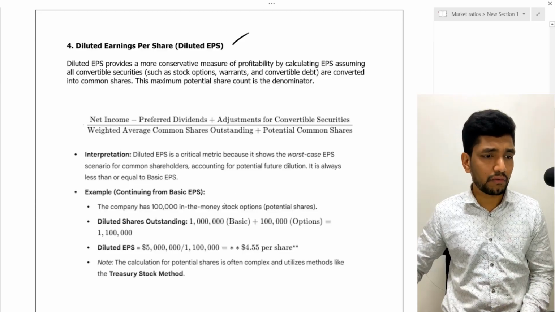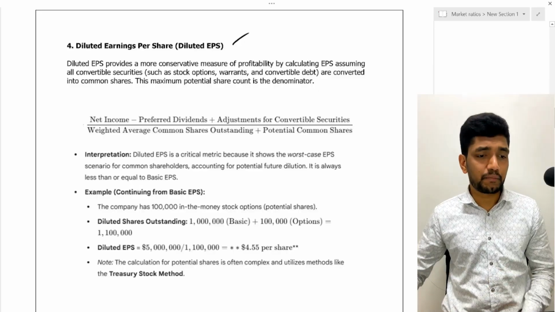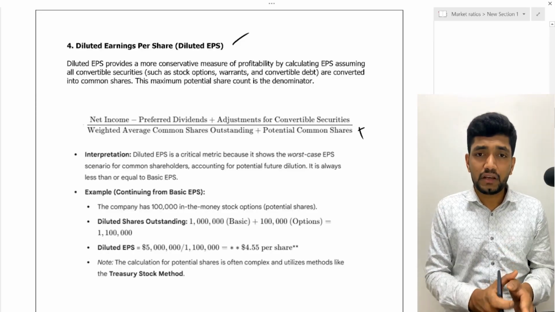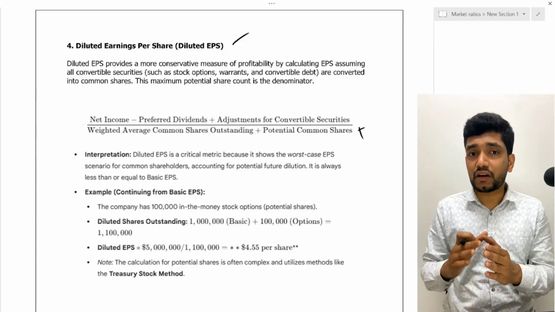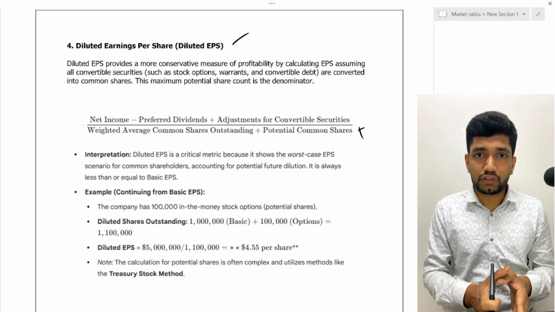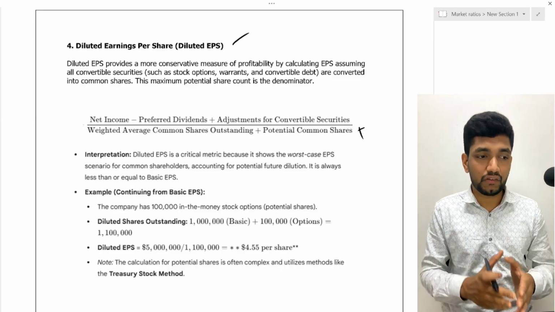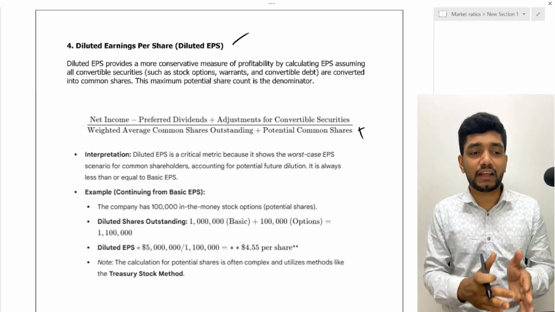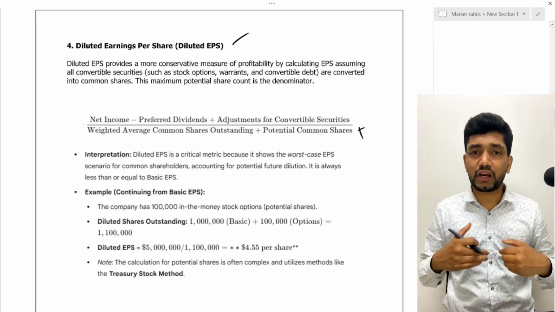So here you can see the formula: weighted average common shares outstanding plus potential common shares. So even if these shares are not converted, it is still considering that dilution effect. This is one of the most confusing points for most students. Even if the dilution is not executed, the potential common shares are still considered in the equation.